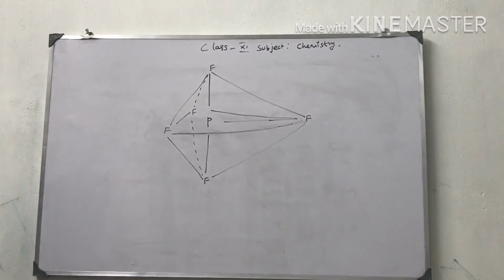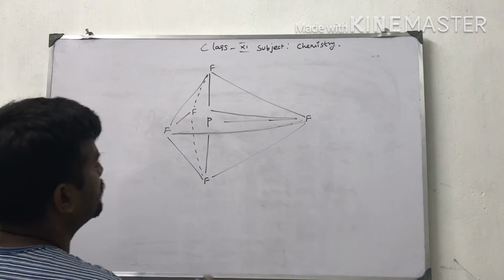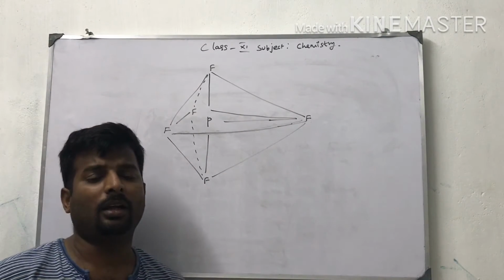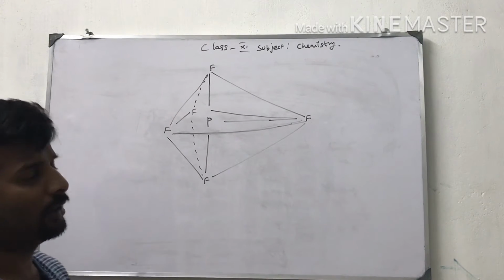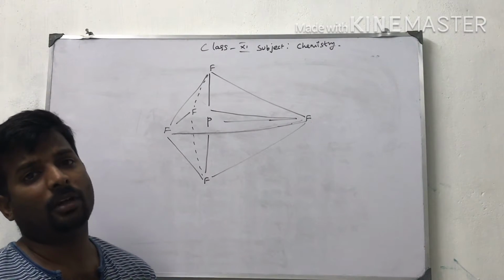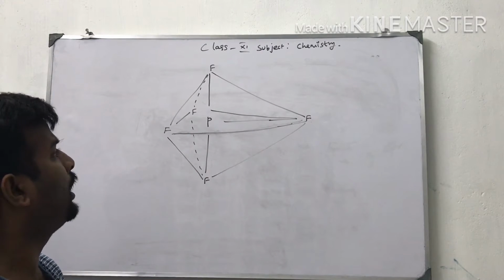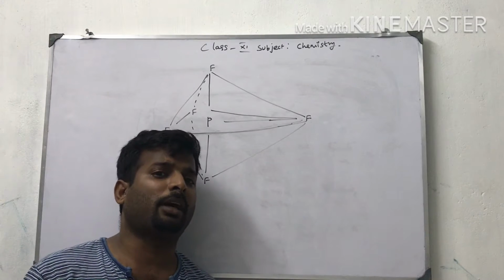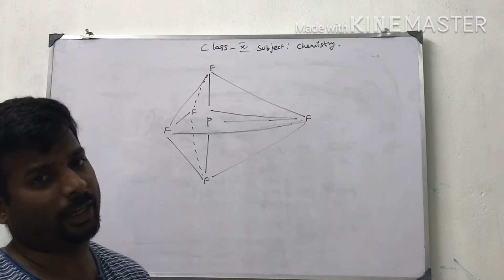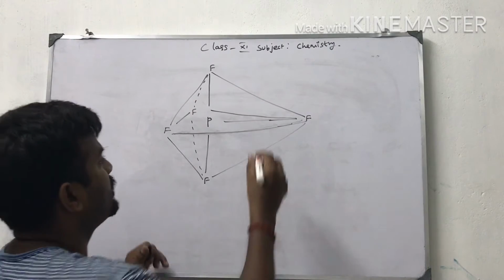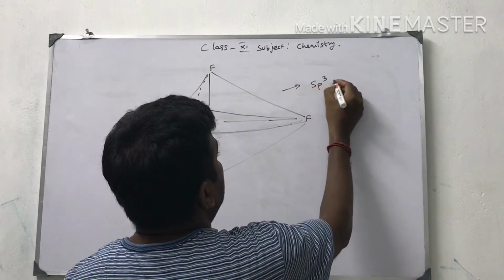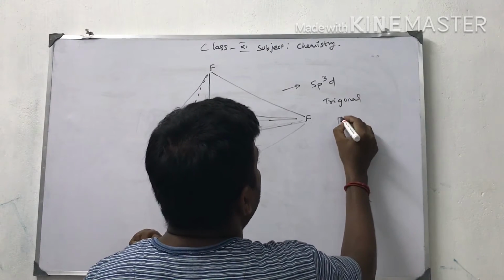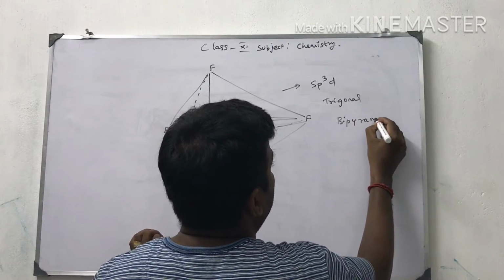This is the structure of PF5 given in the textbook. So the valence shell electron pair repulsion is 5 here. All are bonding pairs. To minimize the repulsion between the bonding pairs, three of the atoms are arranged at the corners of the trigonal plane. This is sp3d hybridization, trigonal bipyramidal shape. The shape is trigonal bipyramidal.